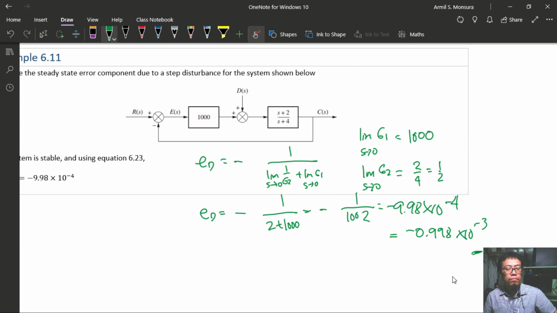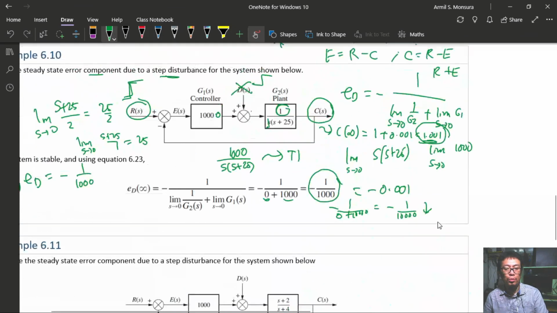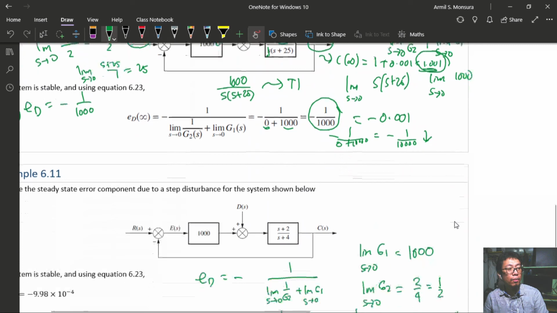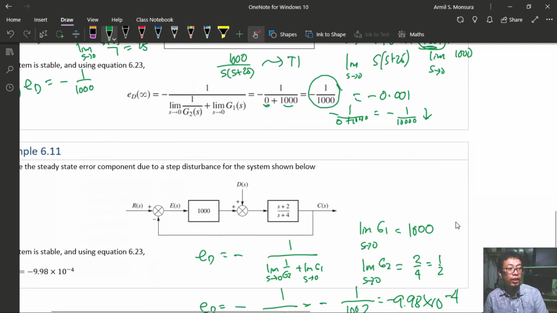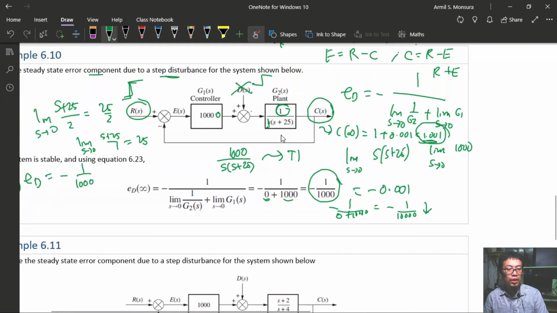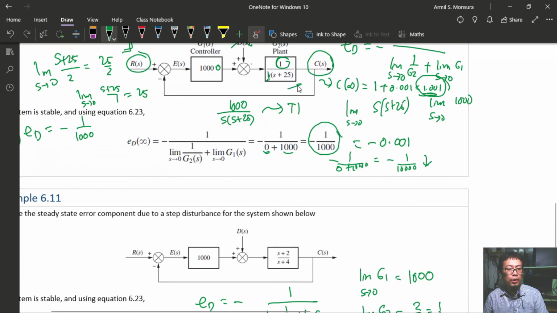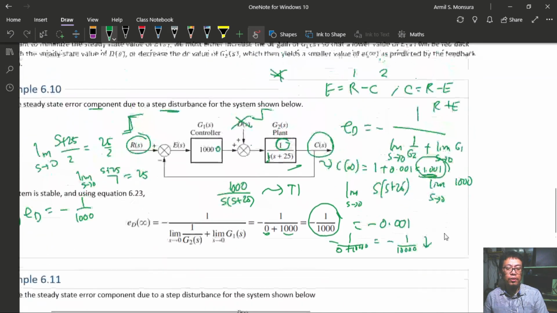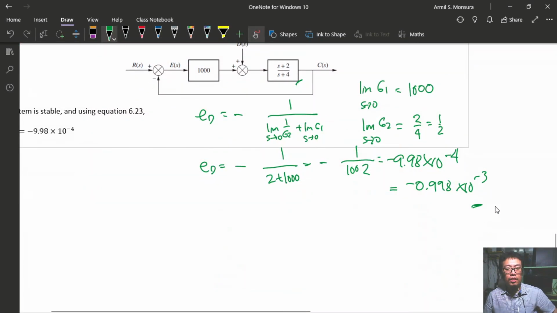Earlier I was thinking of comparing this to the previous one, but I realized the comparison is not correct, basically because they have different values for your plant. Anyway, this resulted in an error of negative 0.998 times 10 raised to negative 3.